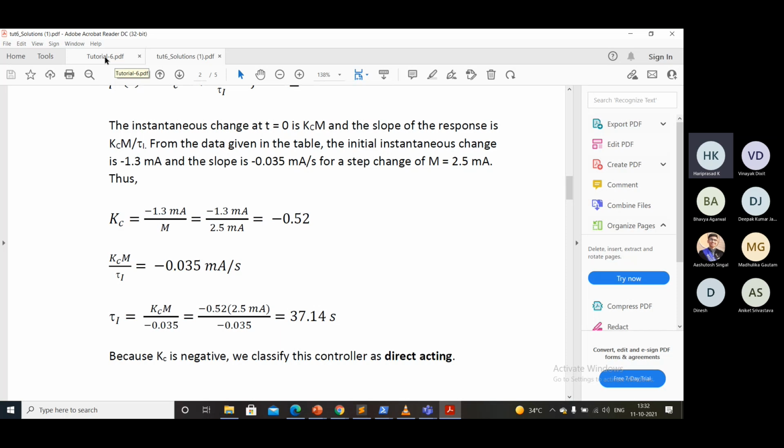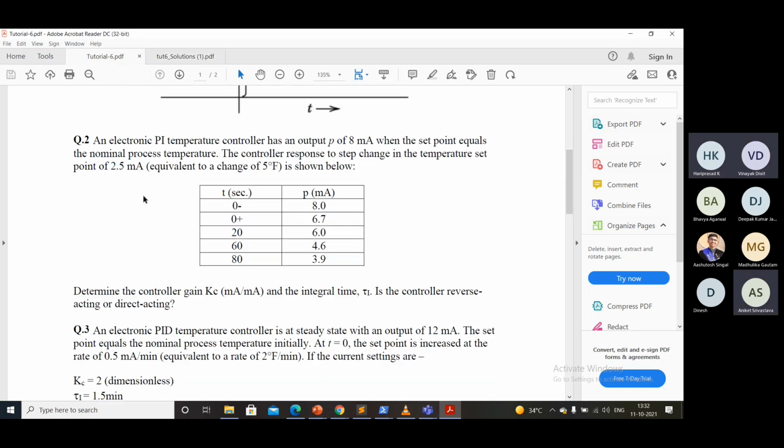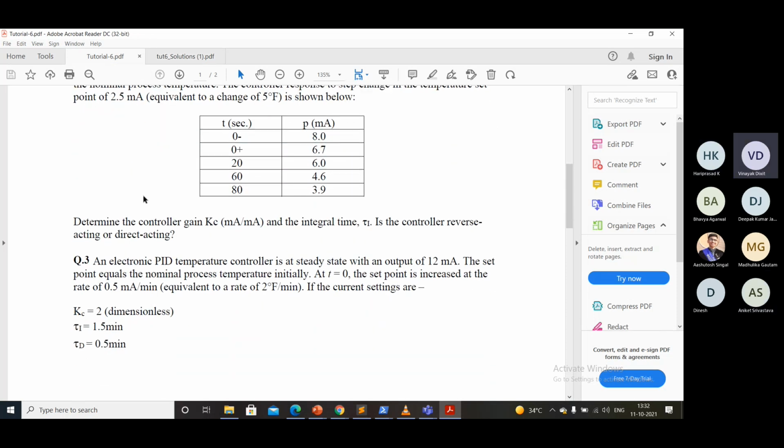Okay, thank you. Sir, in this question, Kc is negative, so you said that it will be direct acting. So is this by definition?